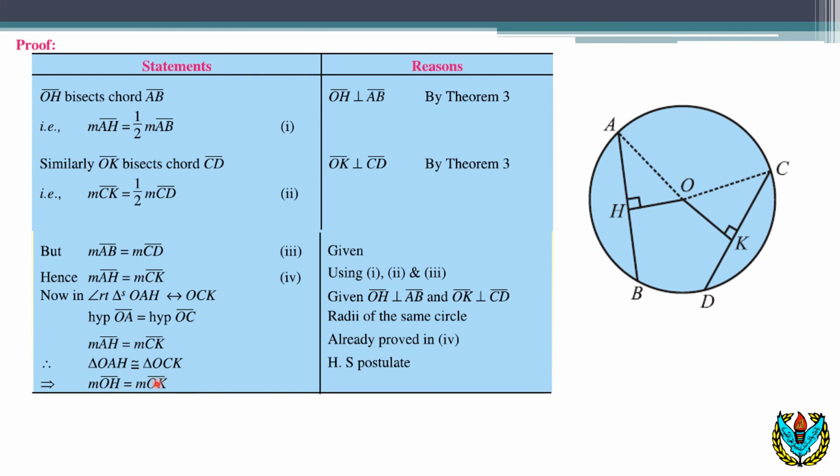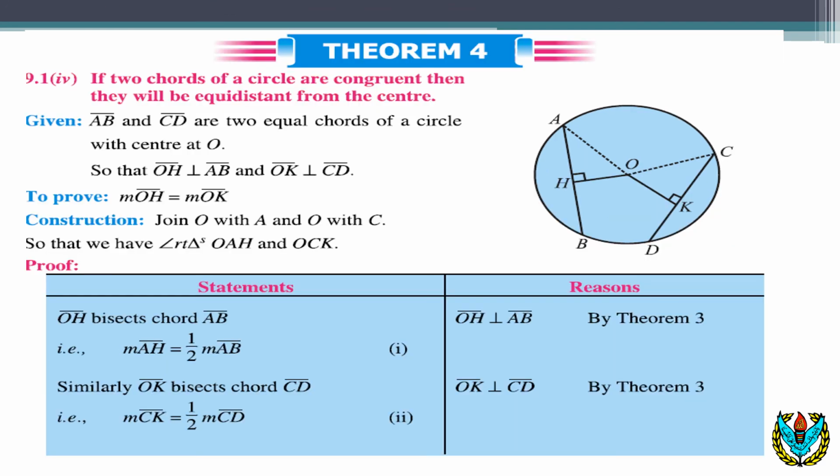Then we will have the correspondence of both right angle triangles. We will discuss that both radii are equal, so radii of the same circle. AH is equal to CK. We have already proved, as these are right angle triangles. These right angle triangles are congruent by hypotenuse postulate, and the corresponding sides OH is congruent to OK. This theorem is at page number 184 and 185 in our textbook.